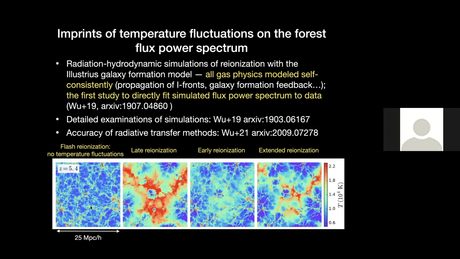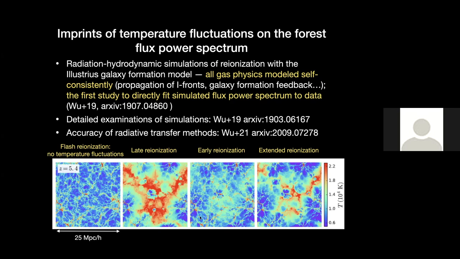So here on the bottom panel, this is showing the visualization of the IGM temperature field at redshift 5.4. So basically we have different reionization scenarios and those create different levels of temperature fluctuations in the IGM. So here in the top leftmost panel, this is a flash reionization simulation, or uniform reionization. Basically, we ionize the whole simulation box at a single reionization redshift, and then the IGM will basically follow a tight temperature-density relation. So in this case, we say there is no temperature fluctuation.